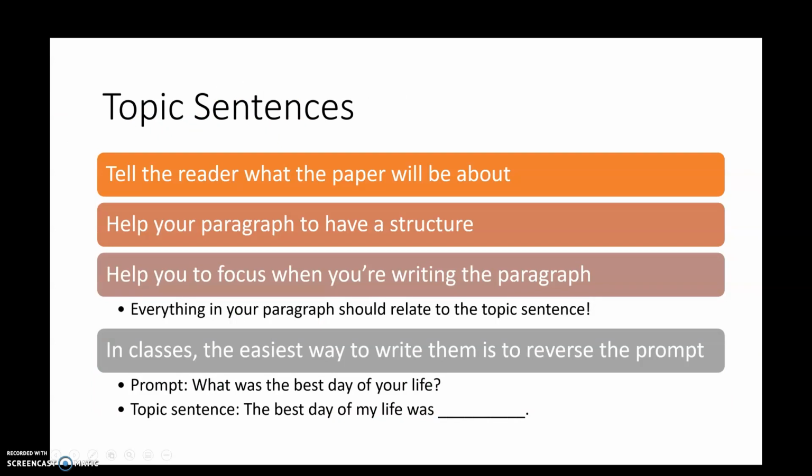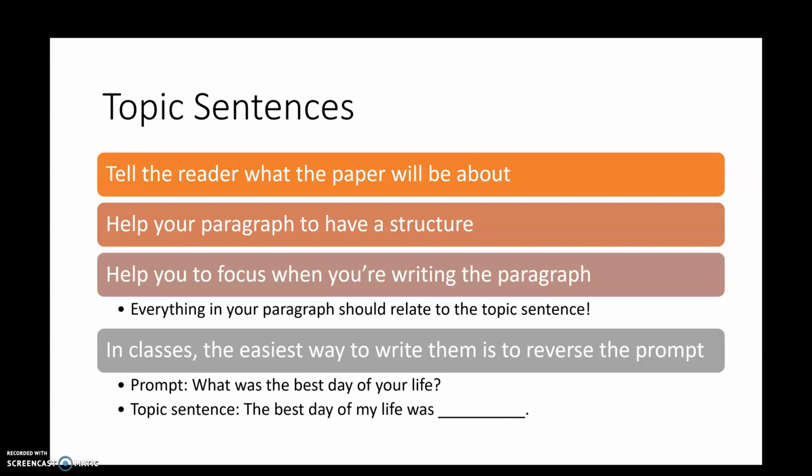So let's talk a little more about these 3 elements. Topic sentences tell the reader what the paragraph will be about. There's a typo there. They help your paragraph to have structure. Again, it helps to have a beginning, a middle, and an end. It helps you to focus when you're writing the paragraph, because everything in your paragraph should relate back to that topic sentence. Just starting a paragraph and writing until it feels like it's ended is not really the best way to approach these. It tends to lead to disorganization, and you don't really even know what you're saying.